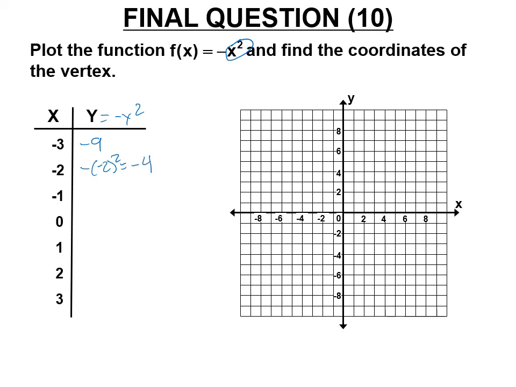And -1 squared is 1, right? Should I write this out? Yeah, the opposite of -1 squared, this is -1. 0 squared, 0, the opposite of 0, 0. And then we're going to get symmetrical points, as we always do. Okay, so we have -3, -9. -2, -4. -1, -1, 0, 0. Then we have the symmetrical points on the other side.